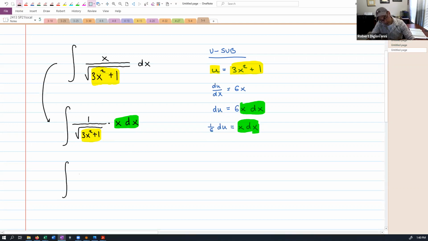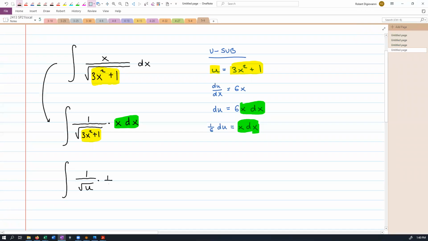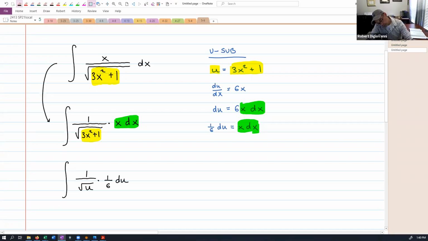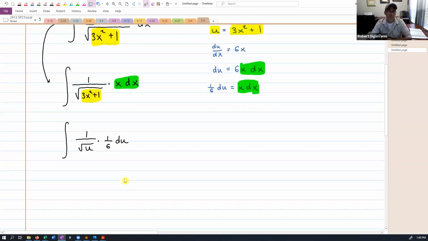This now becomes 1 over what? The square root of u. Times, and what did x dx become? 1/6 du. Anyone have any questions on that?